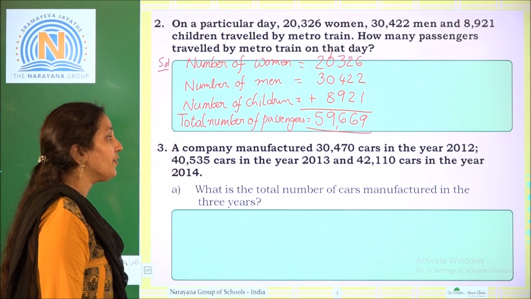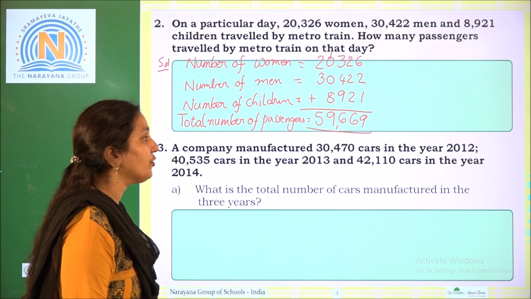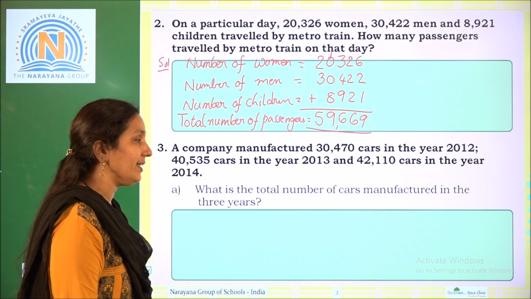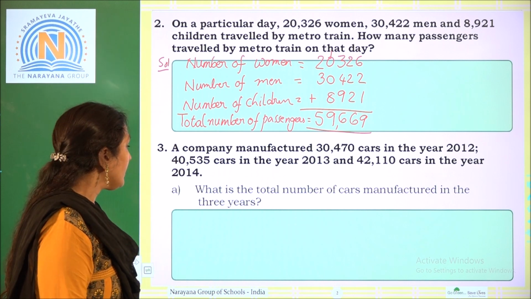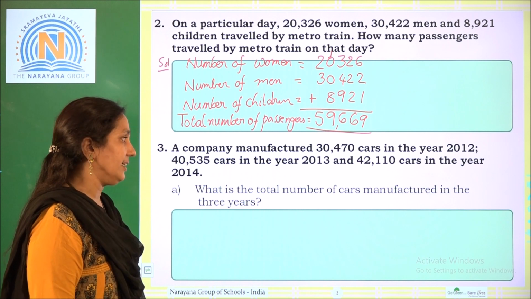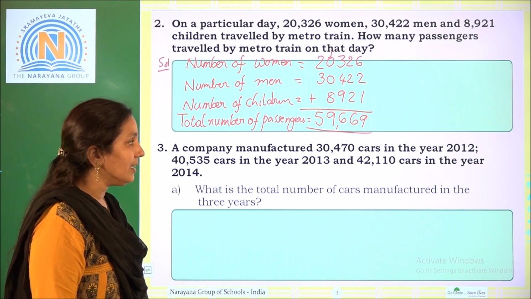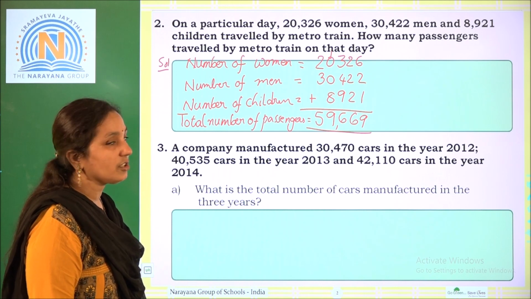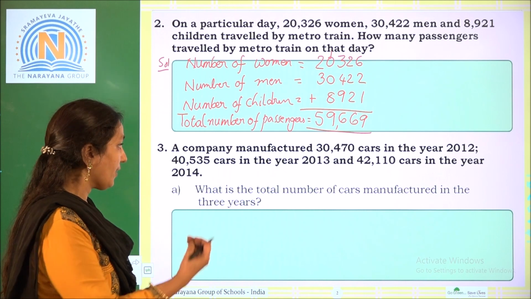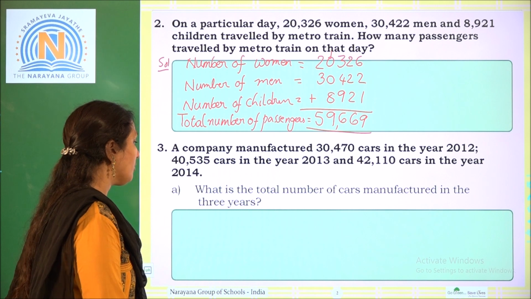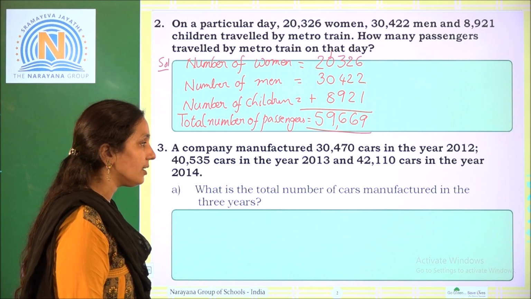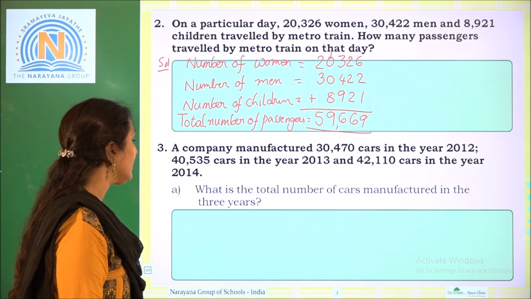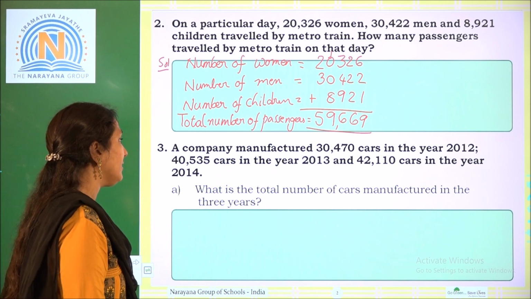Coming to the next one. A company manufactured 30,470 cars in the year 2012, 40,535 cars in the year 2013 and 42,110 cars in the year 2014. From the information we have to find the total number of cars manufactured in 3 years.